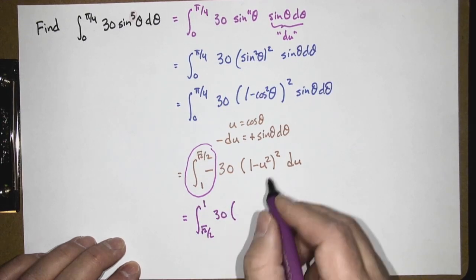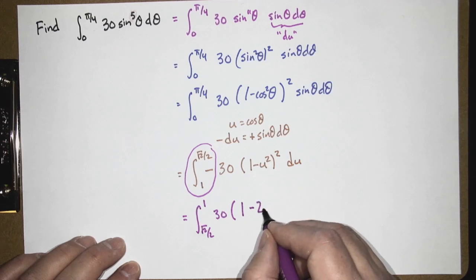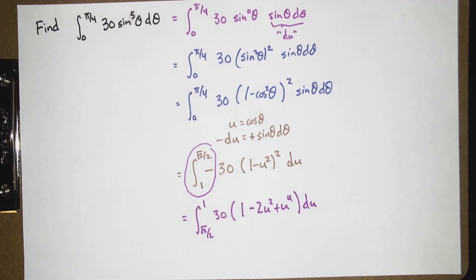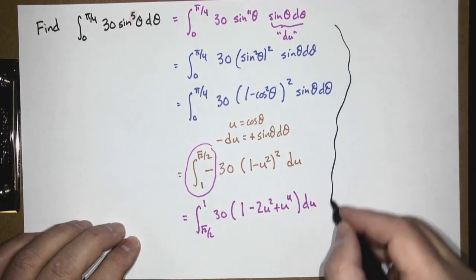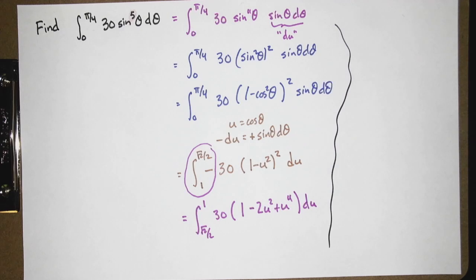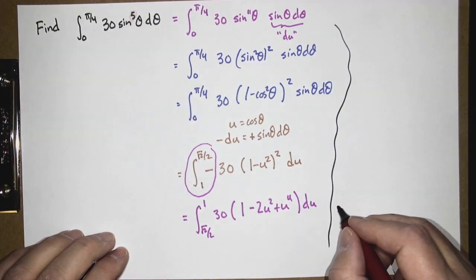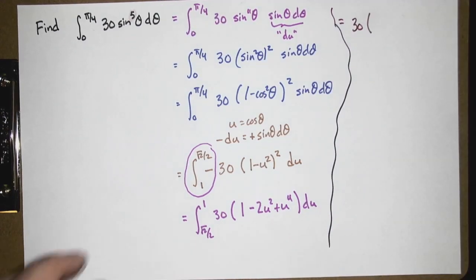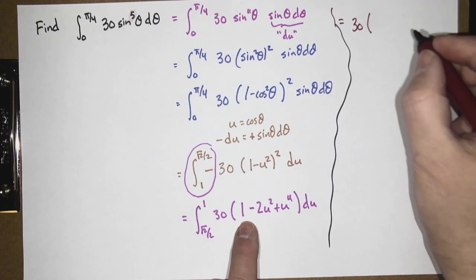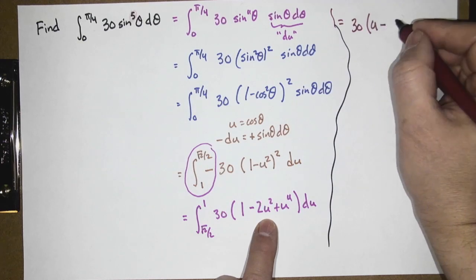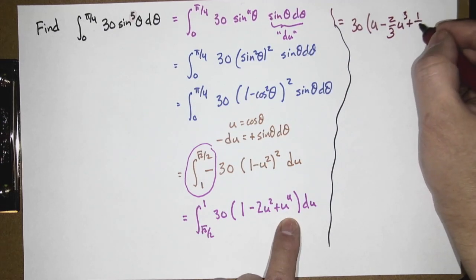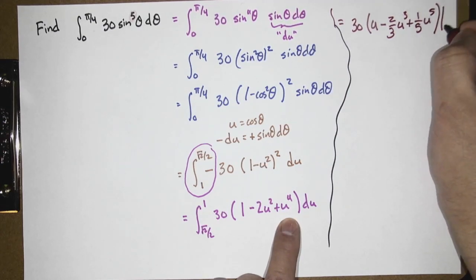Then we're going to have 30. And if you FOIL this, you get 1 minus 2u squared plus u to the 4th. All right. Well, we are getting closer to the end. Okay. So, let's integrate. Equals, we have a 30. What's this integral become? U minus 2/3 u cubed plus 1/5 u to the 5th. Evaluate from root 2 over 2 to 1.